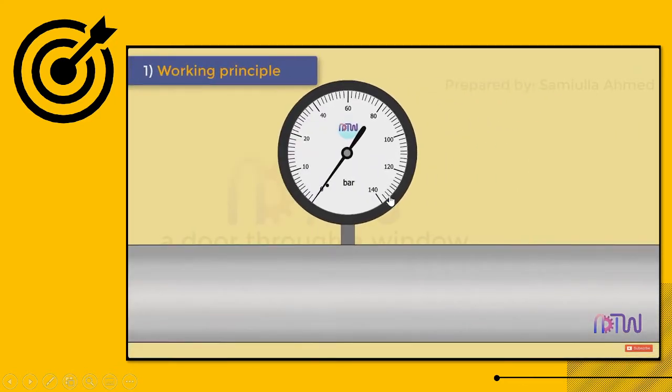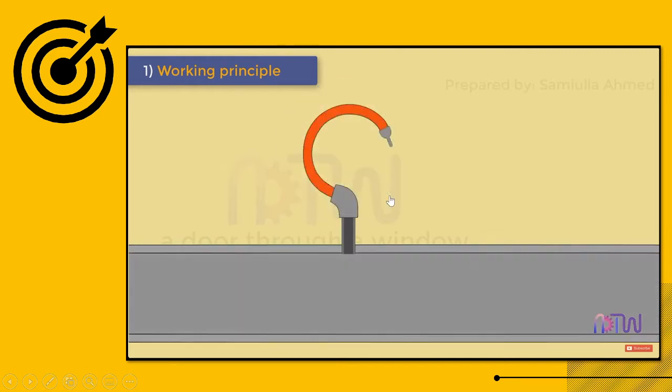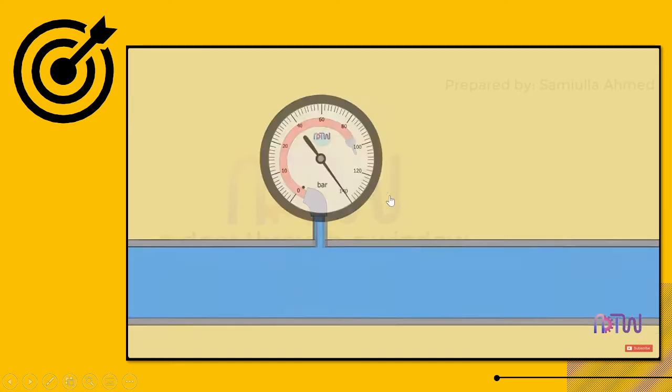Working principle of Bourdon tube pressure gauge. When an elastic transducer, such as Bourdon tube in this case, is subjected to a pressure, it deflects. This deflection is proportional to the applied pressure when calibrated.